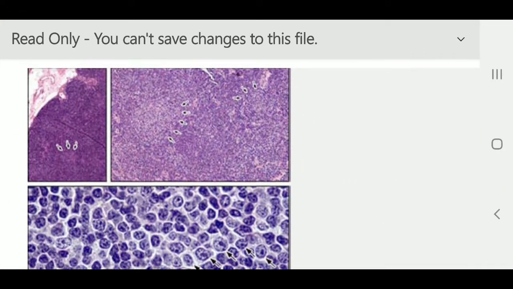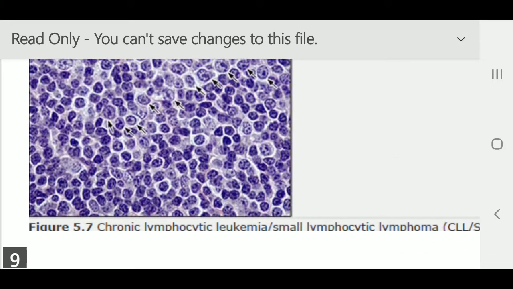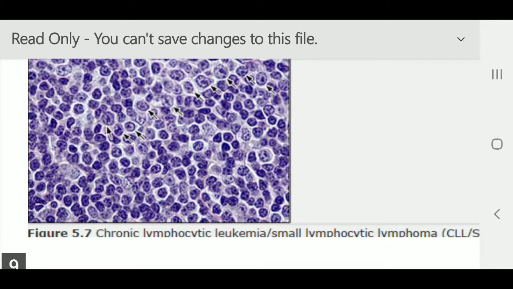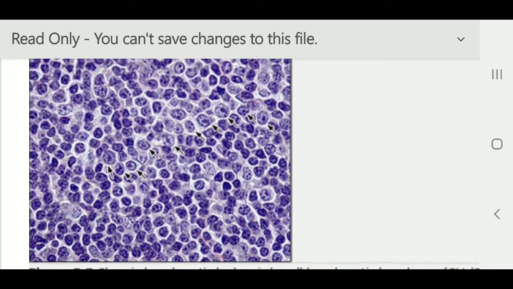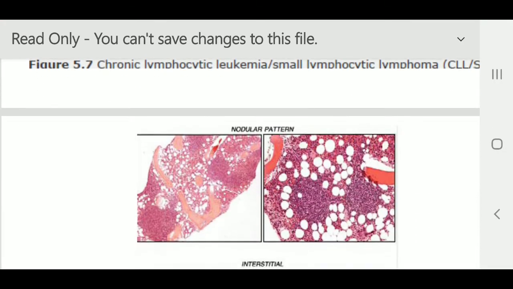Now, when there is spillage of CLL in the lymph nodes, it is known as small lymphocytic lymphoma. That is the CLL counterpart in the lymph node, and it falls in the spectrum of non-Hodgkin's lymphoma.